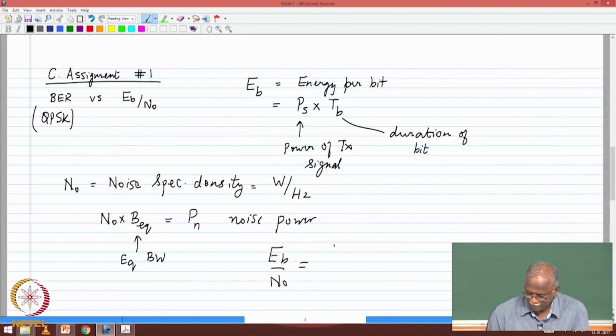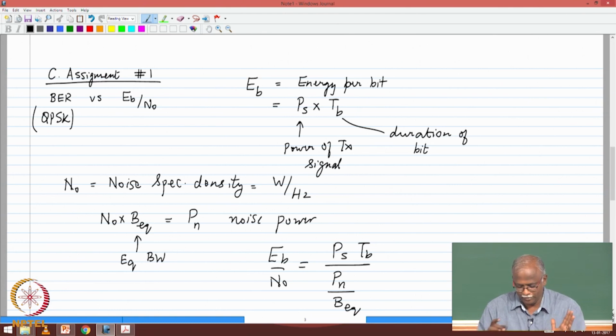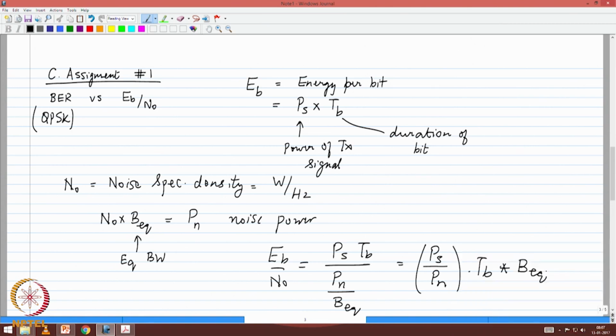Okay. So, with this basic understanding, we now are ready to define our EB by N naught, that is given by PS times TB divided by Pn divided by equivalent bandwidth. Okay. That's a very good equivalent representation, where PS and Pn are things that we can actually measure in a communication system. Now, this is nothing but PS by Pn times TB times B equivalent. That is just rearranging the terms.